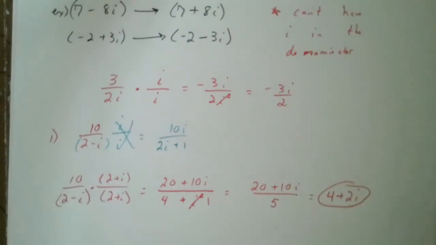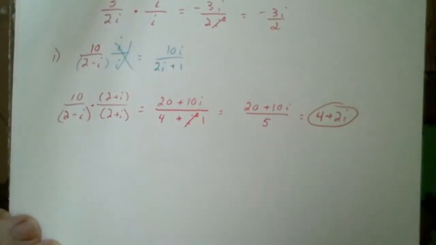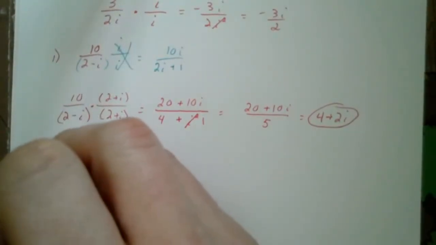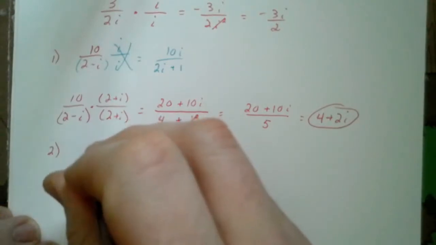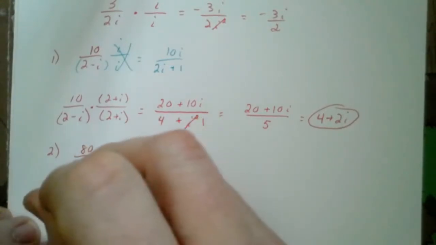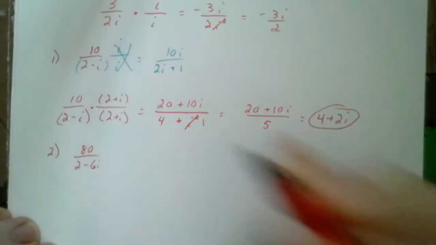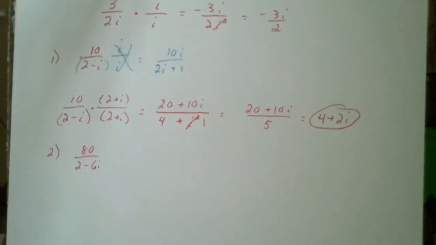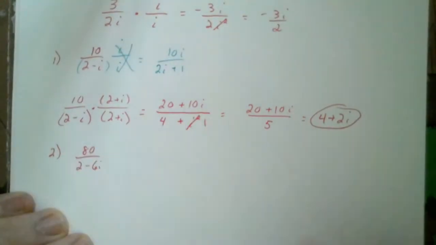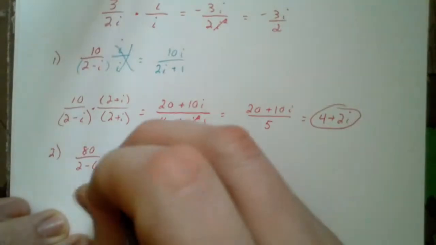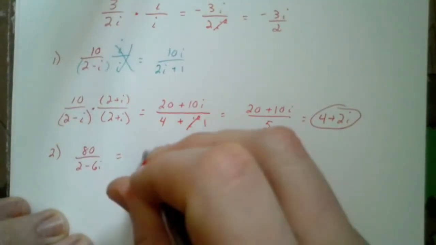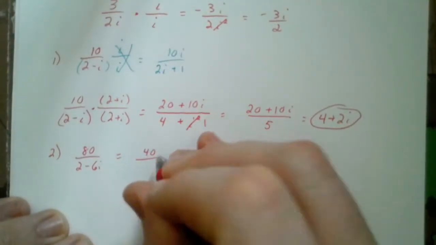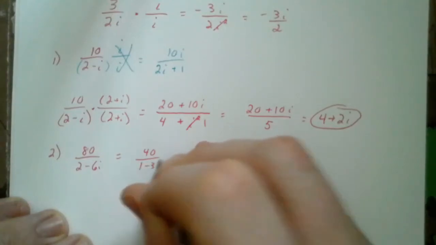All right. Let's go ahead and take a look at maybe a couple more examples where we're using the conjugate. So here, number 2, we're going to take a look at 80 over 2 minus 6i. Now again, we just talked about this, right? What do I notice about 80, 2, and 6? Well, they're all divisible by 2, so that's the first thing I'm going to do: I'm going to go ahead and divide them all by 2. So I get 40 over 1 minus 3i.